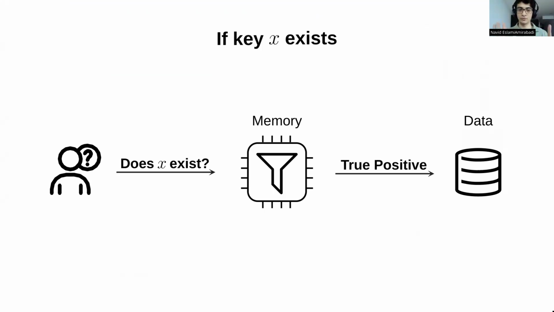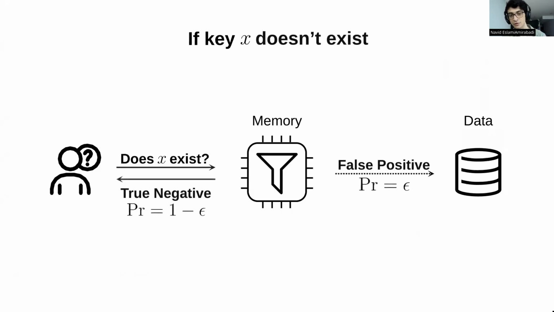Now, the way they provide a performance benefit is if a key exists, they guarantee that they answer with a true positive. So they always tell you that the key exists if it actually does. So they never create any data loss. And if the key doesn't exist, they return a true negative with a high probability and a false positive with some small probability epsilon, which you can tune by giving the filter more memory. So the more memory it has, the less chances of a false positive it has as well.